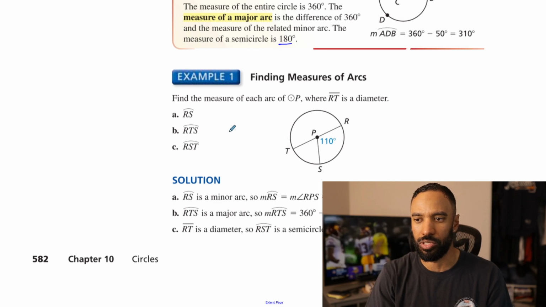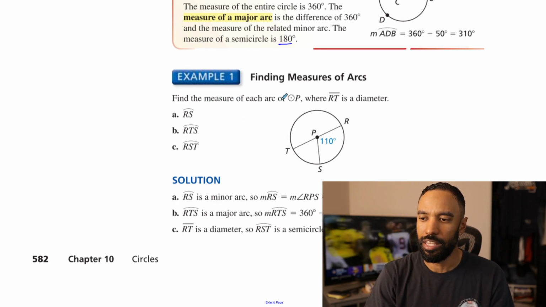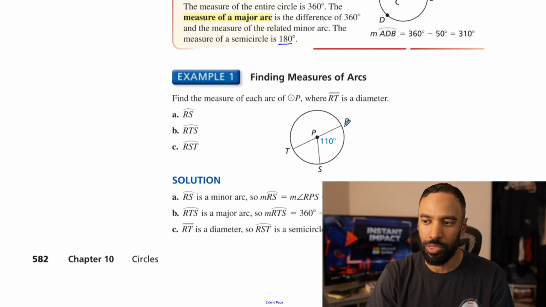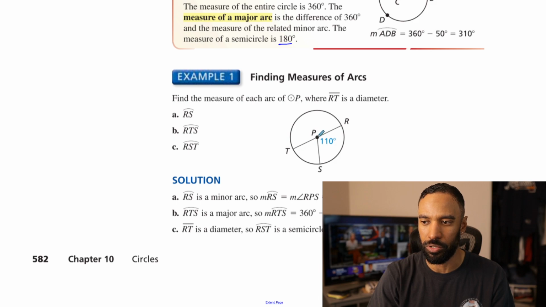So let's look at some examples. Example 1, finding measures of arcs. Find the measure of each arc of circle P where RT is a diameter. So they tell you that, but it is a chord that goes through the center, so I think we can make that assumption. Anything else that we see looks like a radius. So these are central angles.